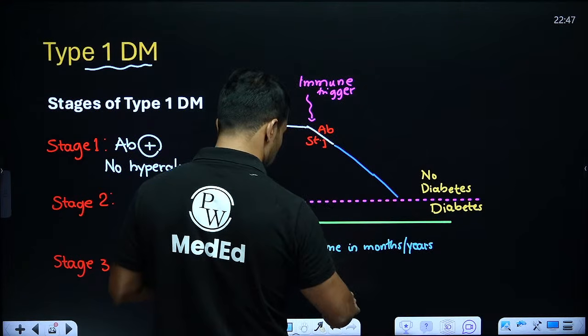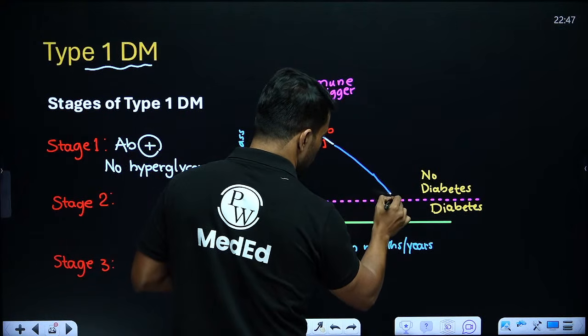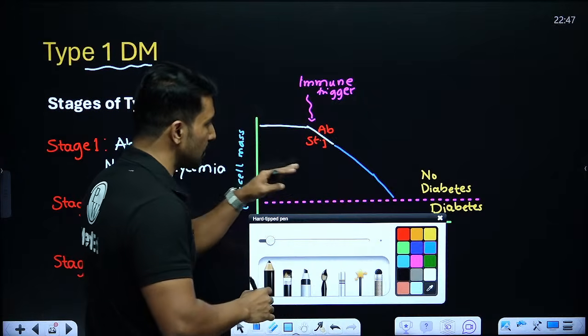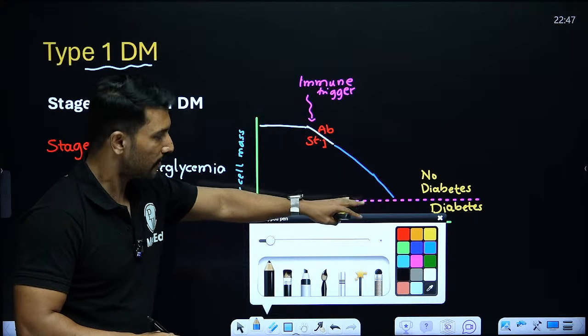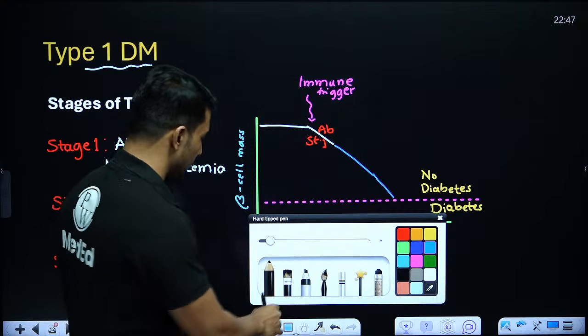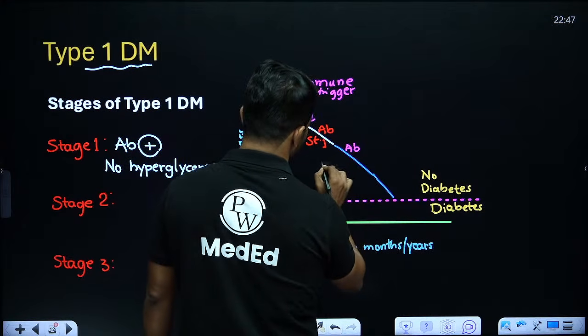This will be called stage 2. So basically what is happening in stage 2? Further decrease in the beta cell mass, but still the beta cell mass is sufficient enough to keep your blood glucose level in the range where I cannot call it diabetes. So in stage 2 also, antibodies will be there.